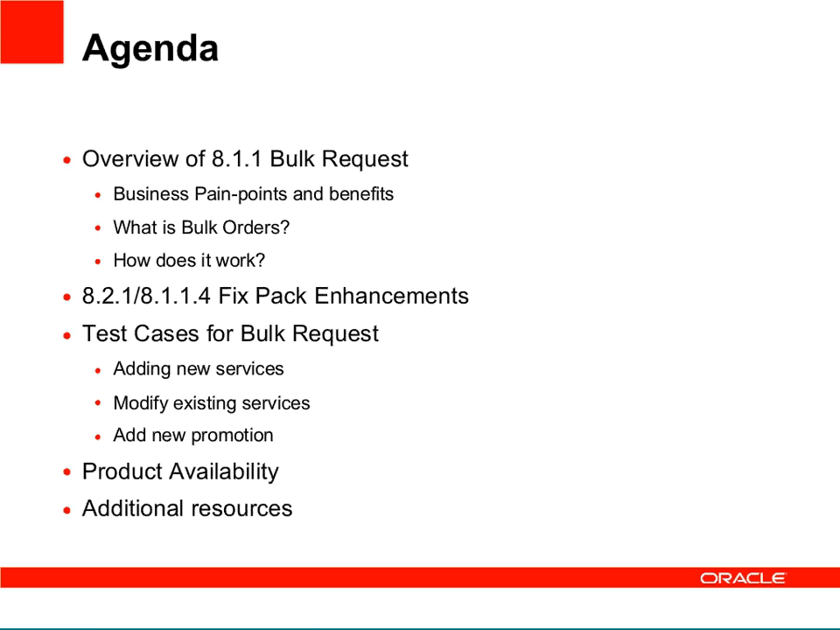As part of the Bulk Request Functional Overview, I will touch upon some business pain points and benefits of bulk request. I will look at what bulk request is, how does it work. Then we will look at some of the enhancements that bulk request has gone through over a period of time since it was first introduced. Next, we will look at some of the test cases to add and modify services. We will also look at how to add promotion using bulk request. Then we will have a look at the product availability, some additional resource information, and in the end, we will open the floor for question and answers.